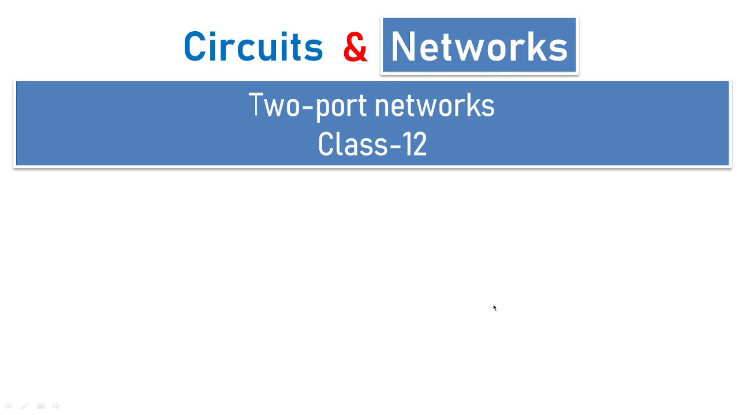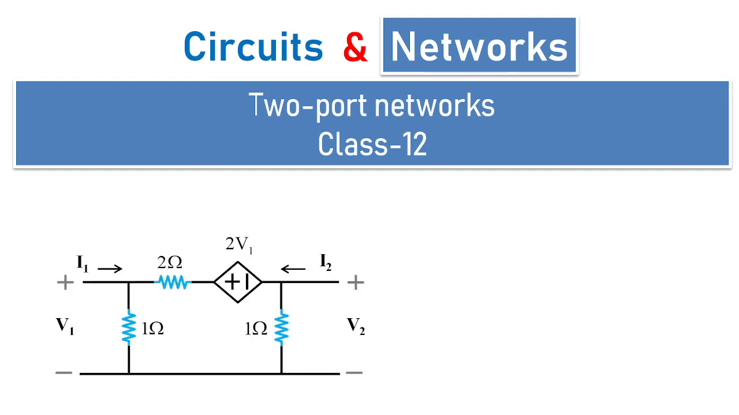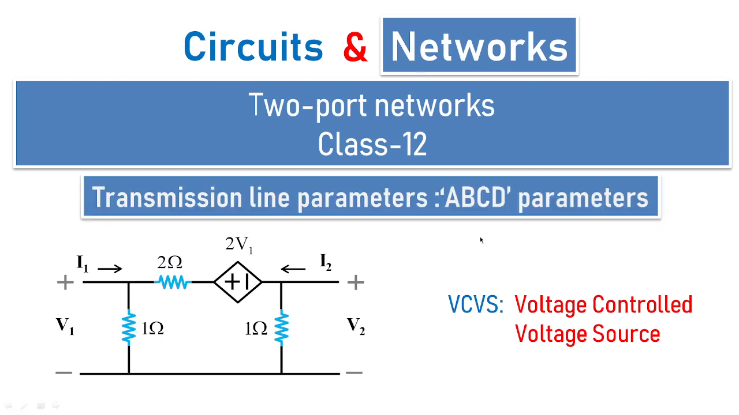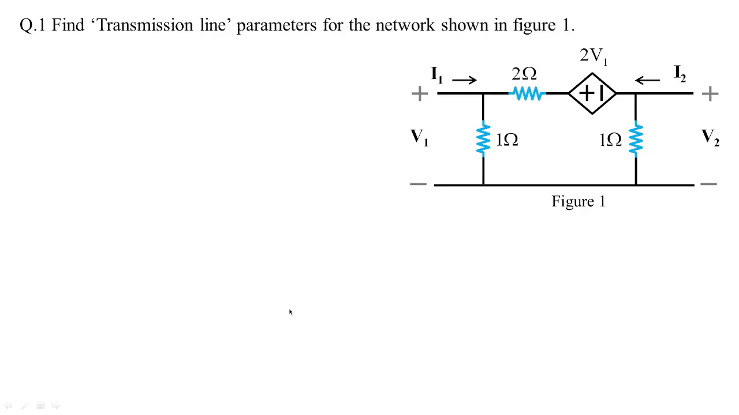In today's class 12 under two-port networks, let us concentrate on a dependent source problem, that is a voltage dependent voltage source problem, which is also called a voltage controlled voltage source. What we are interested in finding here are the ABCD parameters, that is the transmission line parameters, for the network shown in figure 1.